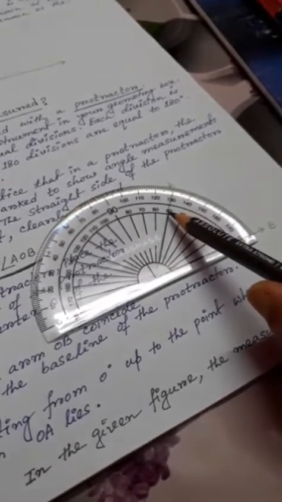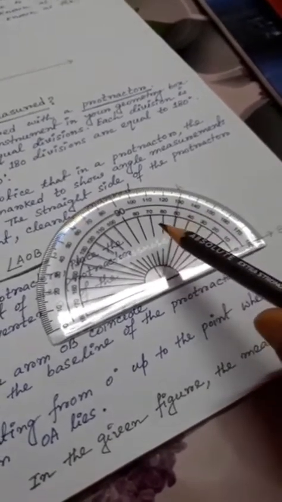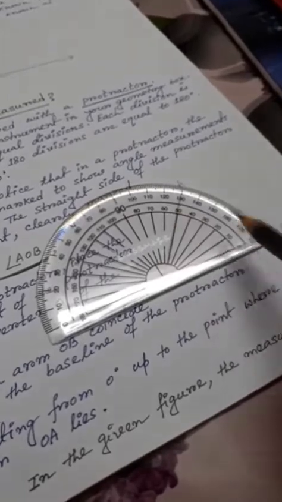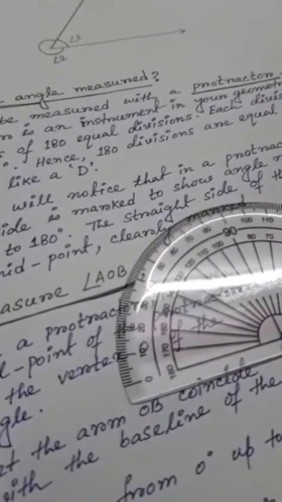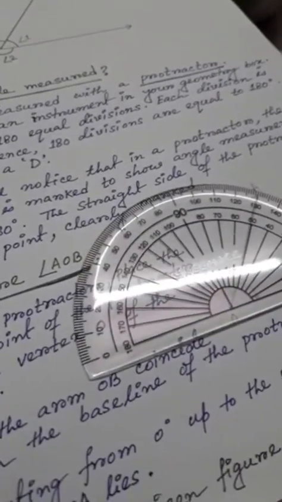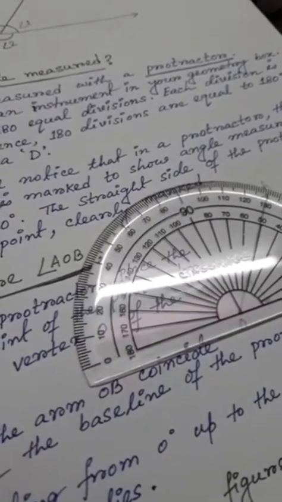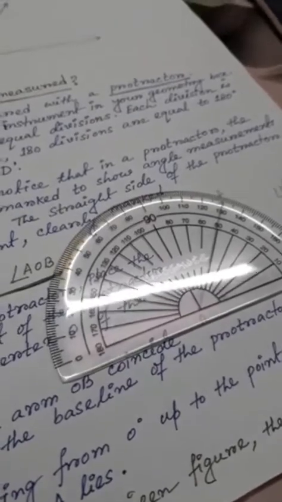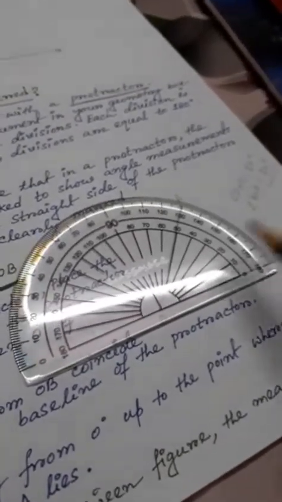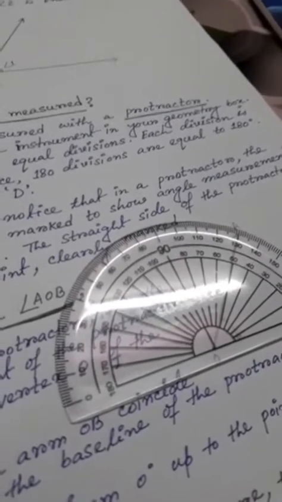See, it is 50 degrees. So what is the angle AOB? AOB equals 50 degrees. You can write AOB equals 50 degrees, or you can also write BOA equals 50 degrees. This way you can find out how to measure an angle.